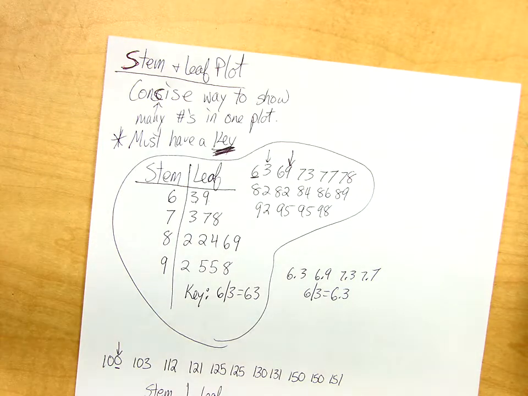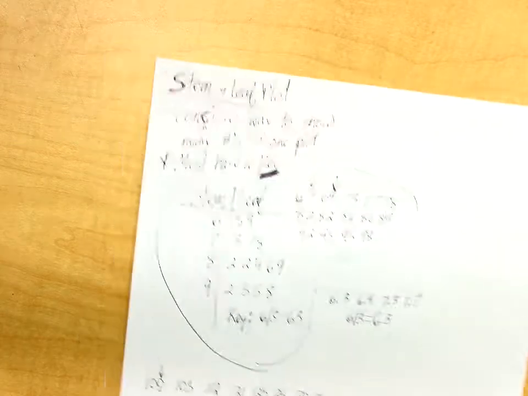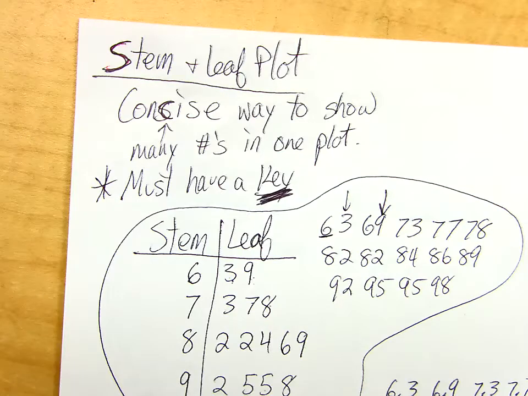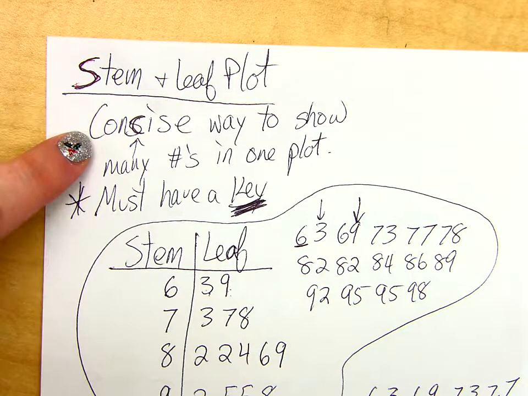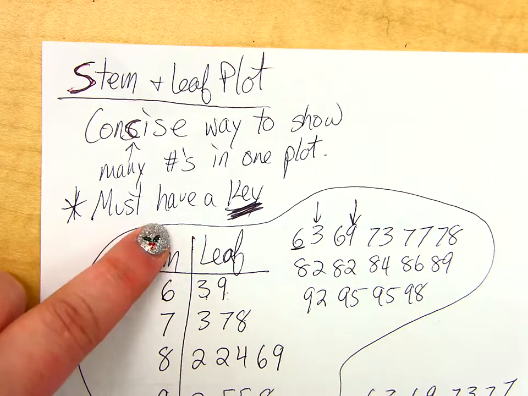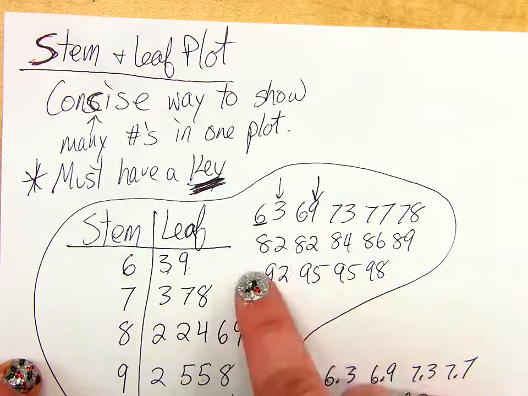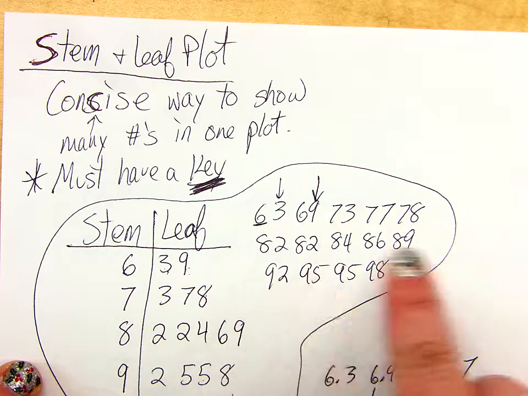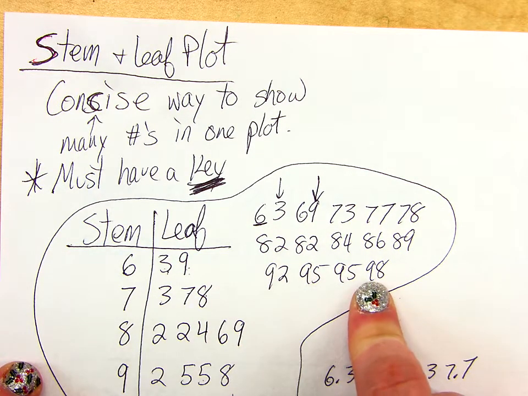So we went over stem and leaf plots in class today, but some of you were absent and we didn't make a video. So real quick, a stem and leaf plot is a concise way to show many numbers in one plot. You have to have a key. So we started with this list of numbers and we want to make a stem and leaf plot.